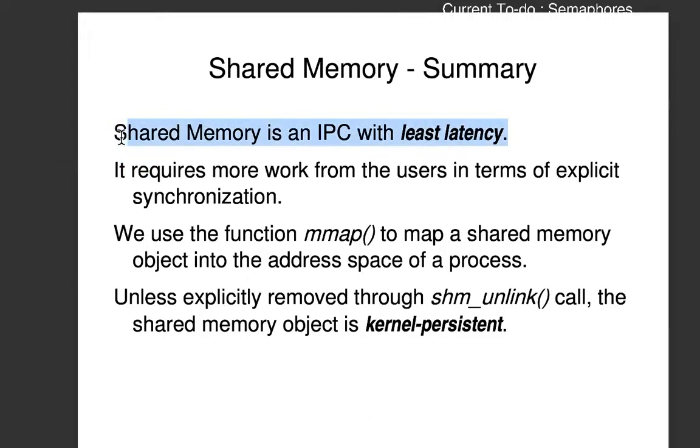It's the least latency shared memory. It requires more work from the user in terms of explicit synchronization. We use the function mmap to map a shared memory object to the data space of the process. Unless explicitly removed through a shm unlink call, the shared memory object is kernel persistent. That's pretty cool.